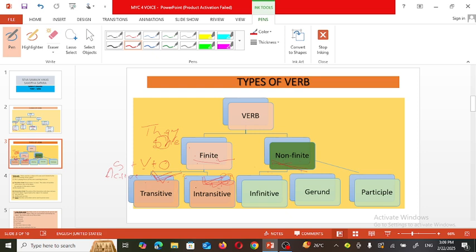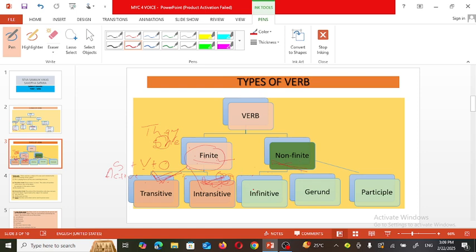And in the case of intransitive, here the subject and after that only the verb is there, and then the remaining part of the sentence. It is not necessary that an object will be there in the sentence. Means subject, after that verb, and then the remaining part of the sentence will be there. So they are called intransitive verbs. Finite verbs can be classified as transitive and intransitive.